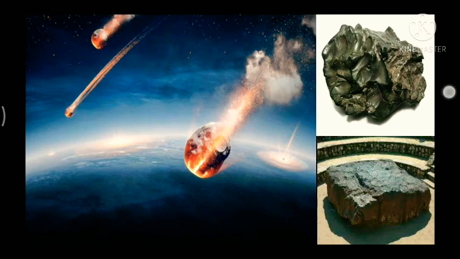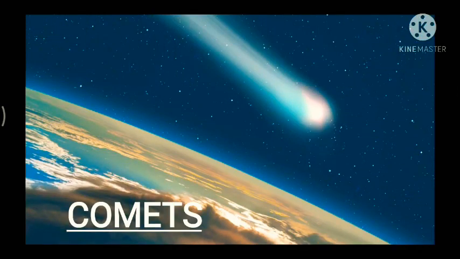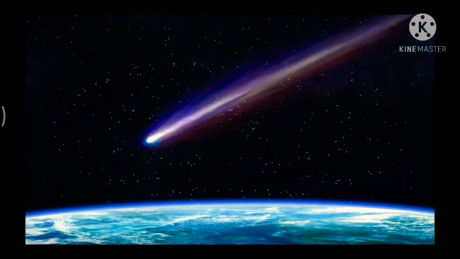Lastly we have comets. Now what are these comets? Comets are masses of ice, dust and gases that revolve around the sun. When a comet comes close to the sun, it gets heated up and turns into gas, and it appears like a bright star with a long tail, as you can see in the picture here. This tail may extend over millions of kilometers. It's not a small tail; it may extend to millions of kilometers.